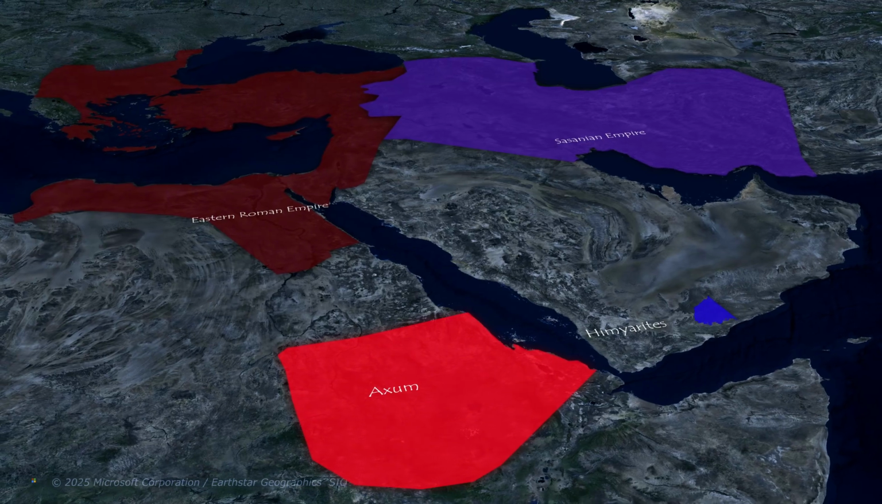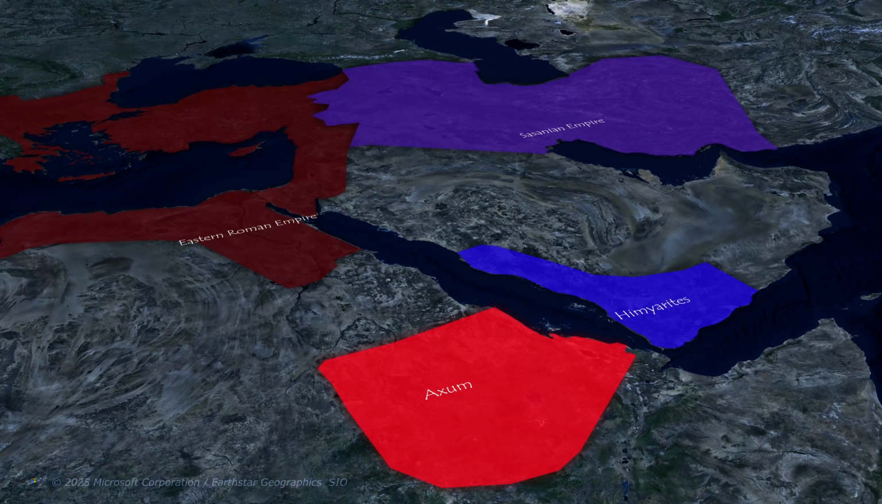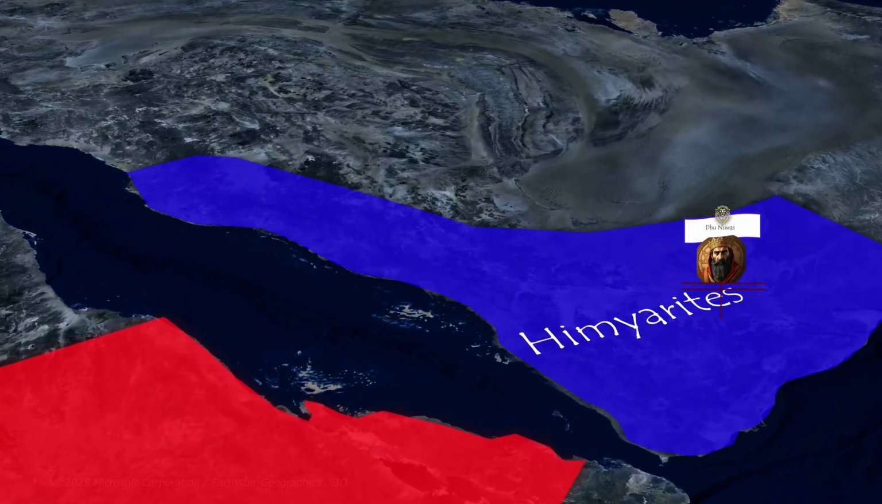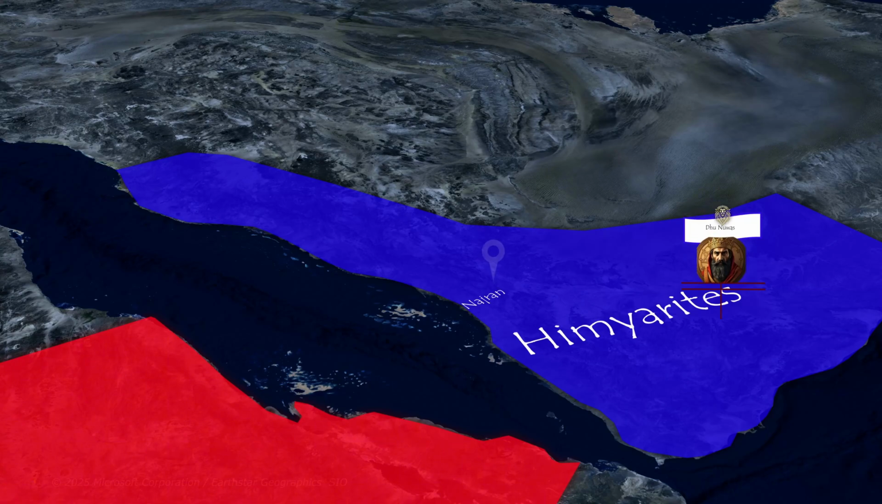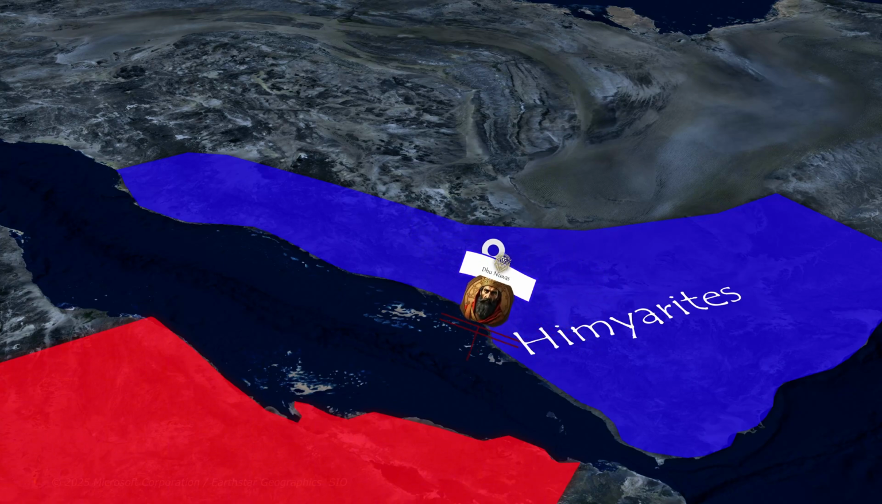At this time, Yemen was ruled by the Himyarite Kingdom, led by the Jewish king named Dhu Nawas. While Judaism had been practiced in Arabia for centuries, Dhu Nawas saw Christianity as a dangerous and foreign influence, and in 523 AD, he launched a brutal campaign against the Christians in the city of Najran, massacring thousands. Survivors managed to escape and sent desperate pleas for help to both the Byzantine and Axum empires.